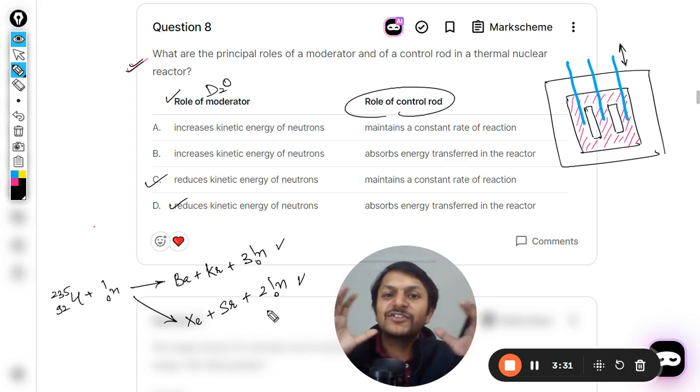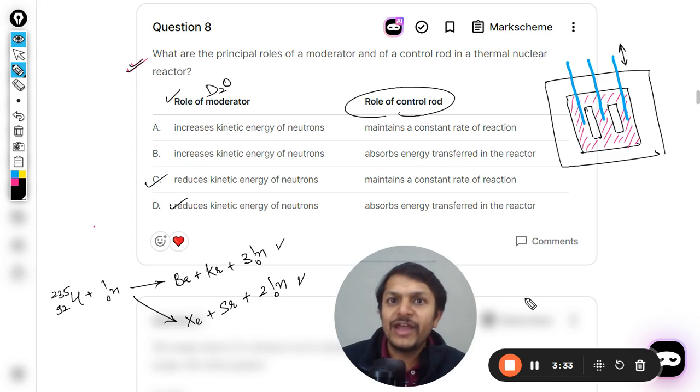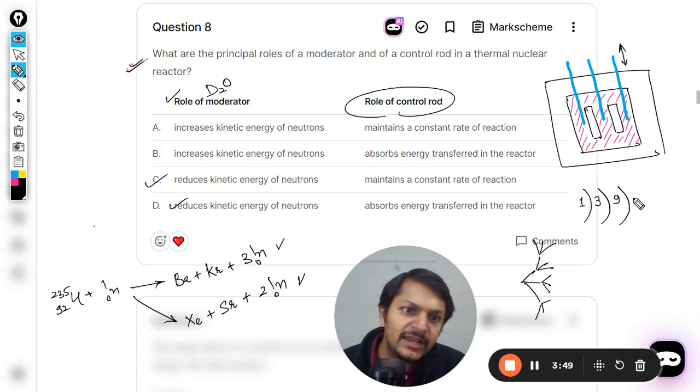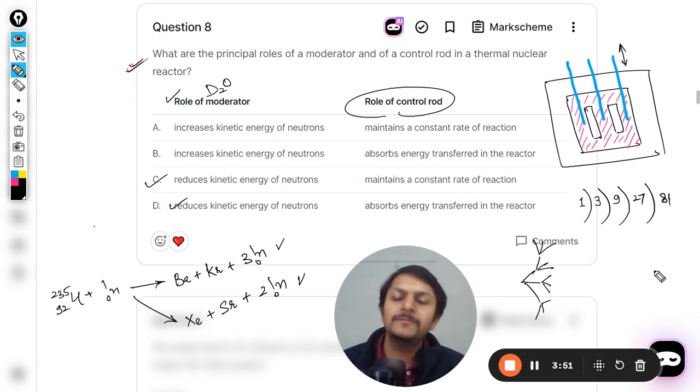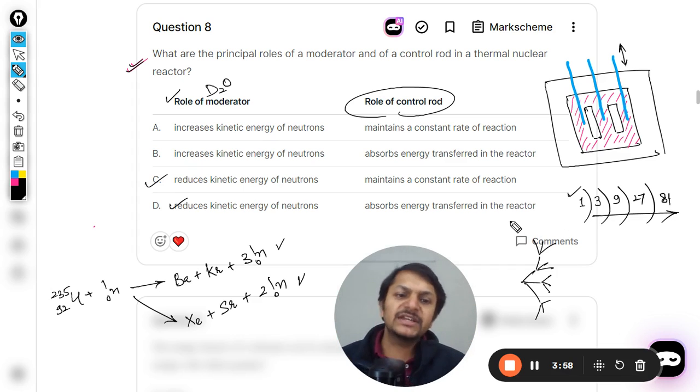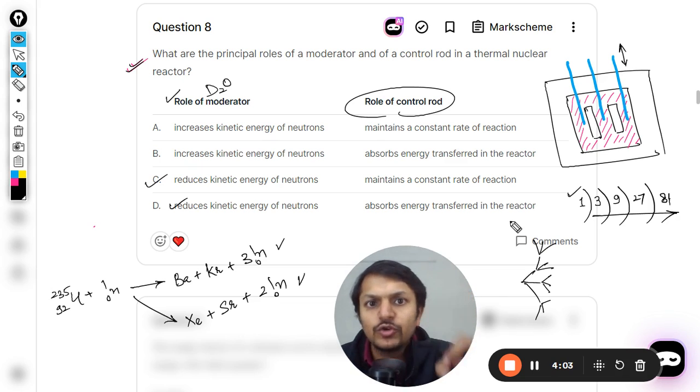So this gives rise to an uncontrolled chain reaction. One neutron is able to produce three neutrons, and each of these will further produce three. It means one neutron, then three, then 9, then 27, then 81. So this is an uncontrolled nuclear fission reaction. And this is what happens in the case of a fission bomb. But we do not want it in the case of a nuclear power station.